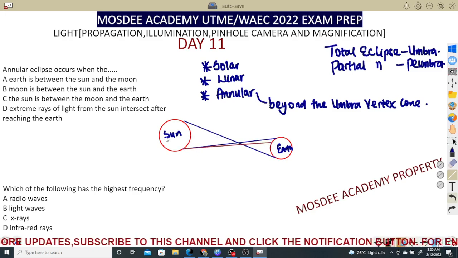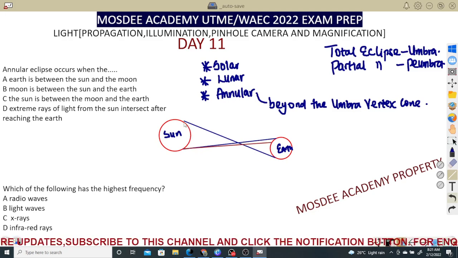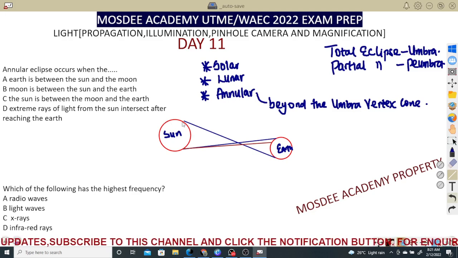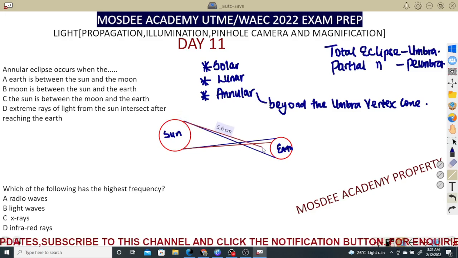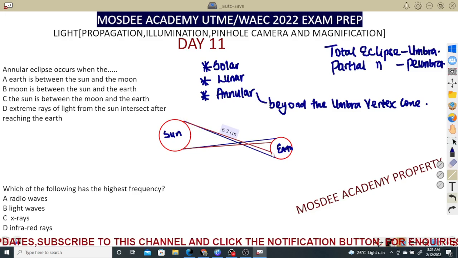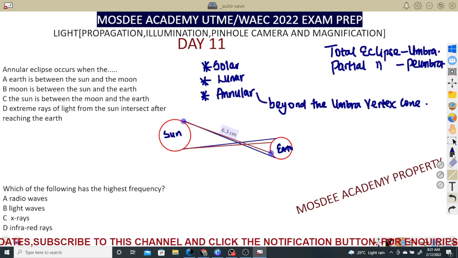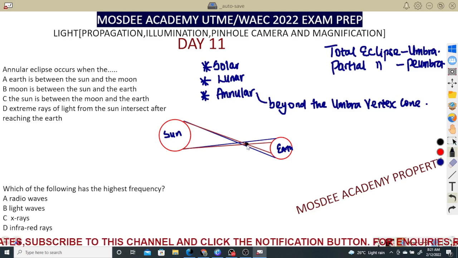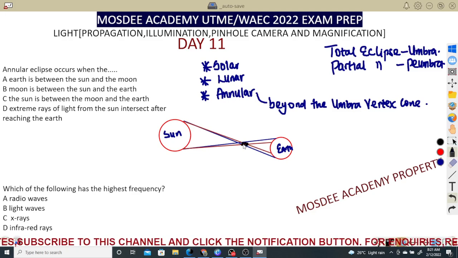Then the second one, which is the extreme ray of light that is supposed to form a total eclipse, is now intersecting beyond the extreme lines. Look at the point, I want to draw this so that they will intersect beyond that point. I'm drawing this one. I want them to intersect at that point. Good. Now let me use a red. Maybe black will do it. Look at here, guys. This is the point where they are intersecting. So the image that is on here, I will shade here.